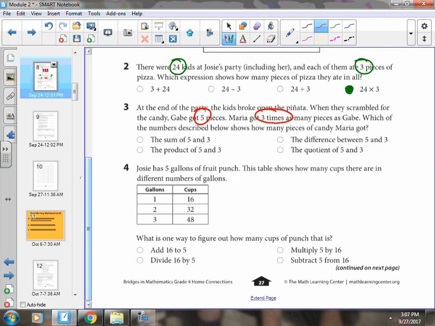That's 5 times 3. Product means multiplication. Just a reminder, sum means addition, difference means subtraction, and quotient means division. So if we're doing 5 pieces, 3 times as many, 5 times 3, that would be the product of 5 and 3.